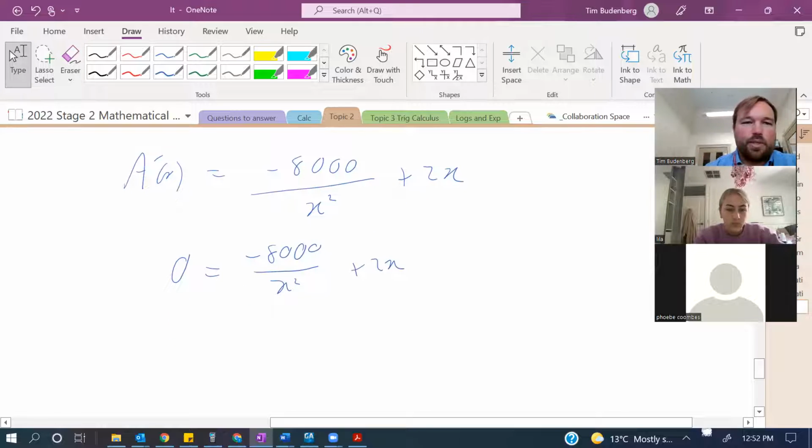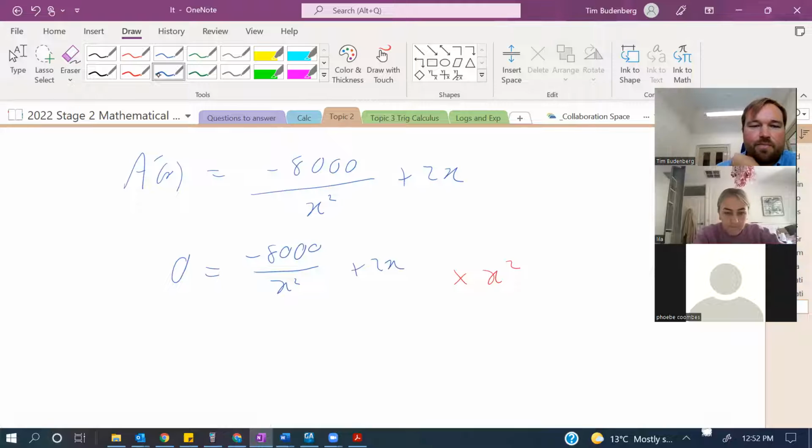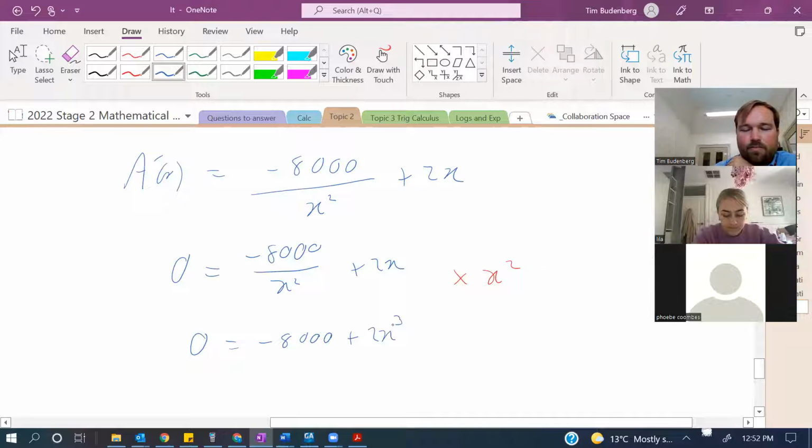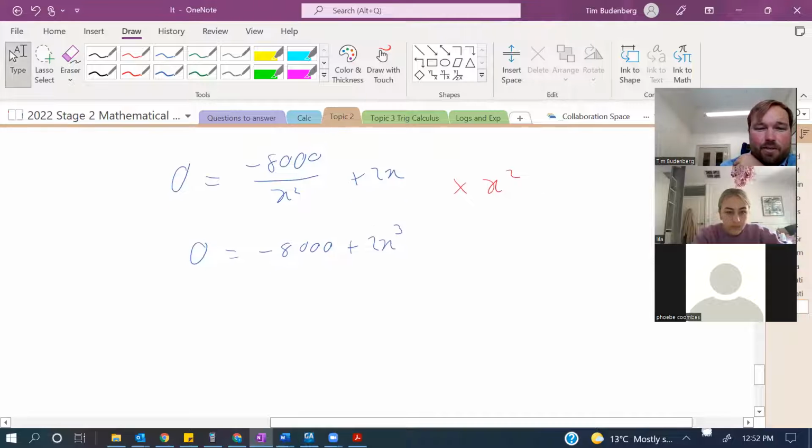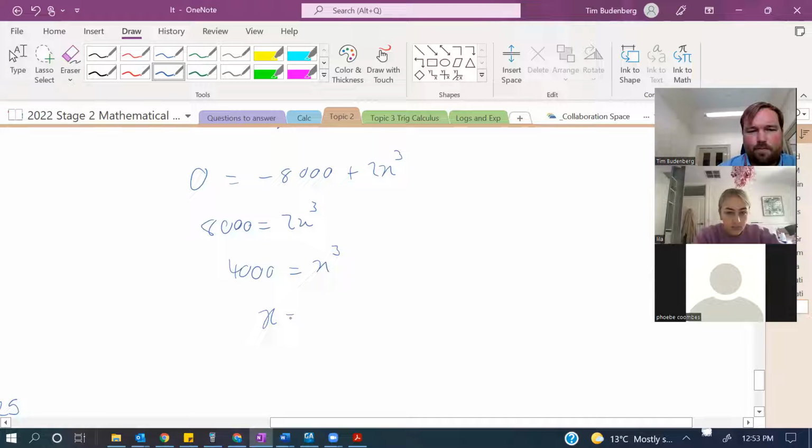All right, I would at this stage multiply everything by x squared. That's because we don't really like fractions. If you multiply the 0 by x squared, it stays 0. Then you get minus 8,000 plus 2x cubed. And I would then add 8,000 to both sides. 8,000 equals 2x cubed. And then I would divide both sides by 2. 4,000 equals x cubed, and then cube root both sides.